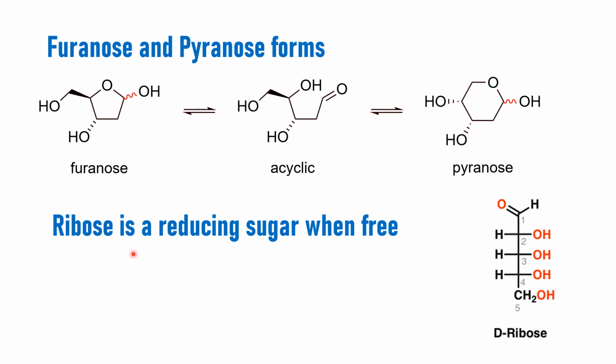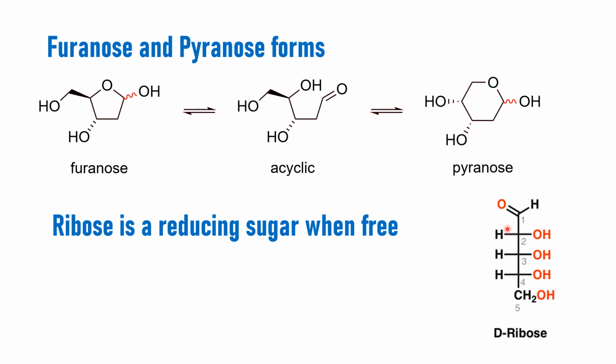Now coming back to ribose. The next important property is that it is a reducing sugar when free. Again, what is a reducing sugar? This definition and basics are already there in our earlier videos. Please go and see those videos for a detailed explanation of what a reducing sugar is. Here I will just give you a simple reason: these carbohydrates have an aldehyde group.